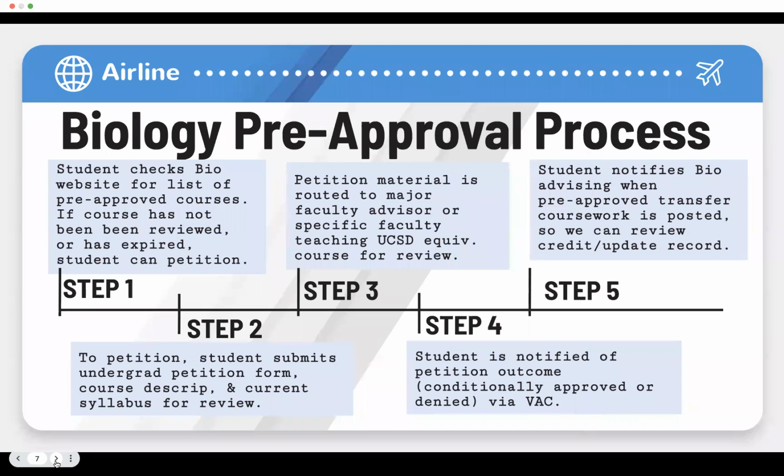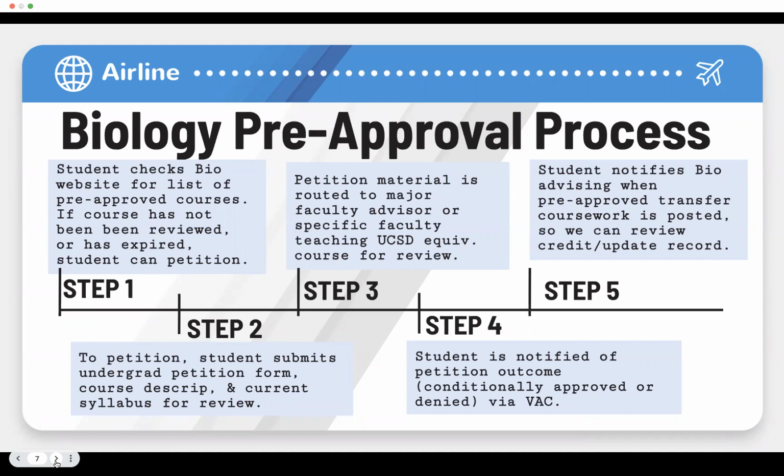Usually we tell students it takes up to 4 weeks for petitions to be processed. Some faculty are pretty good about getting courses reviewed within 1 to 2 weeks. In the summer, everybody's on their own schedule, so it might take a little bit longer, but generally we say it takes about 4 weeks.